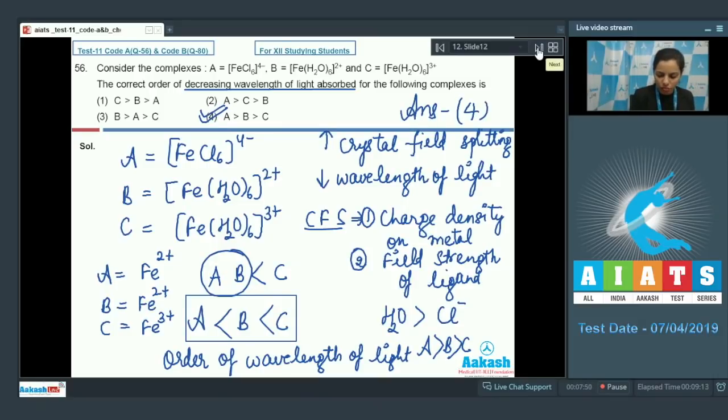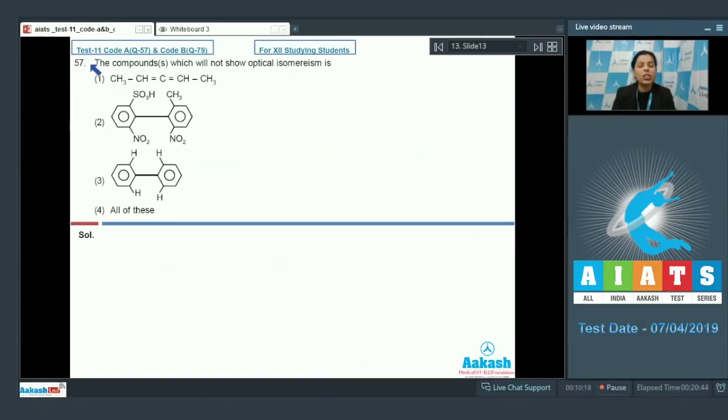After that, question number 57 we have. Question number 57. The compound which will not show optical isomerism is. We have 4 options given here. We need to just identify the correct option. In the given complexes, we need to first identify the element of symmetry. If chiral carbon is there, optical activity will be shown, but there should not be the element of symmetry.